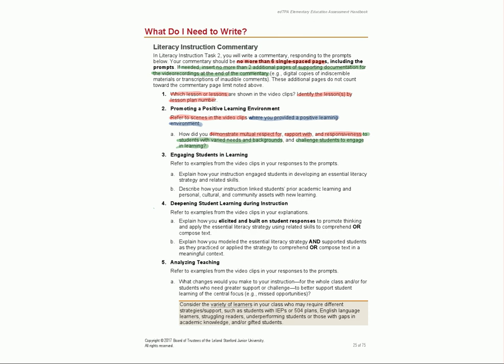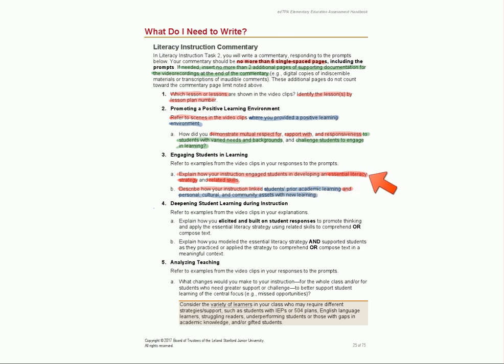Now we need to go to part 3, engaging students in learning. All right. So, important here, refer to examples from the video clips in response to these prompts. All right? So you need to use timestamps at 2:38 in the video clip 1, at 3:44 in the second video clip, etc. You want to explain how your instruction engaged students in developing the essential literacy strategy and related skills. Okay? What was your instruction doing for these two things?